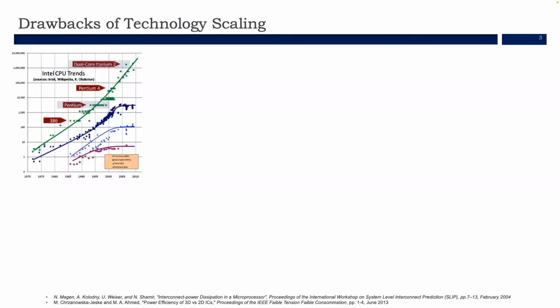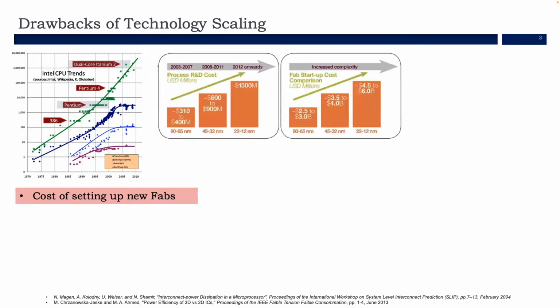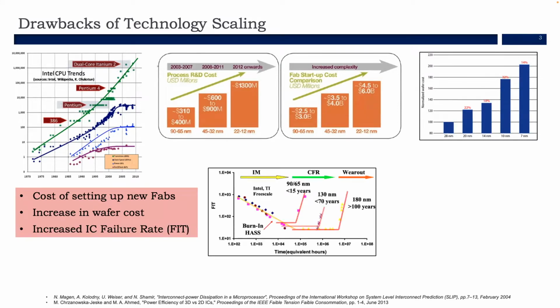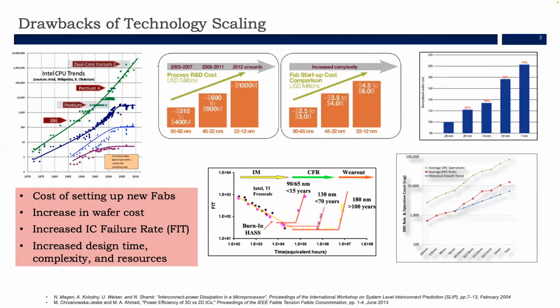Technology scaling has been the impetus for the advancement of smaller, faster, more efficient ICs with increased functionality. Even though technology scaling has resulted in reduced per transistor cost, the hidden cost of R&D and setting up a new fabrication facility is very high. In addition to that, the wafer cost has steadily increased as the technology has advanced. The use of advanced technology nodes has also led to an increase in the IC failure rate, as well as an increase in the design complexity and resources.